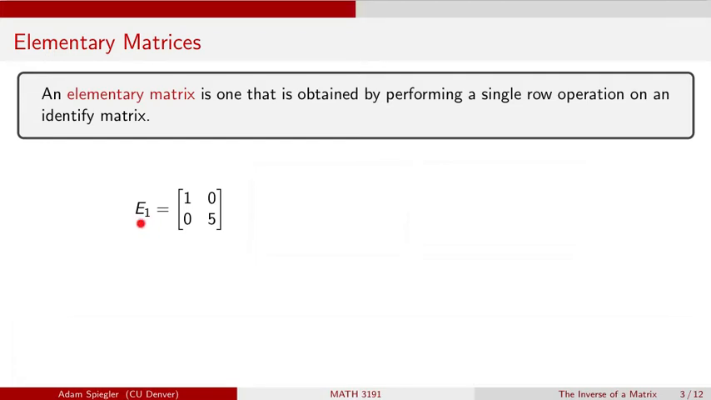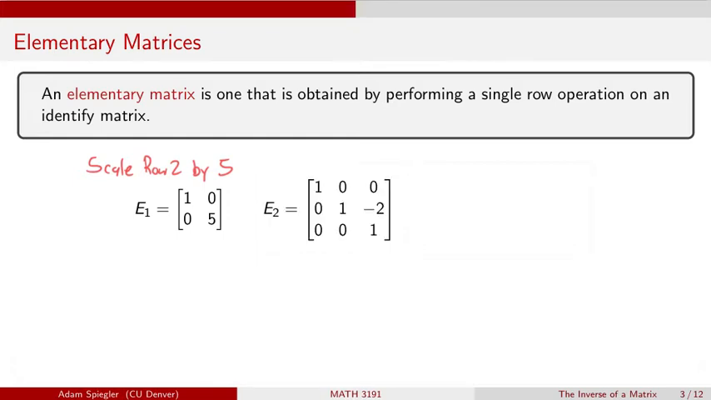So for example, this matrix E1, E standing for elementary, is applying one row operation on row 2. In other words, we're going to scale row 2 by 5. So that is one single elementary row operation. We can apply these operations in higher dimensions, and we can apply other types of row operations.